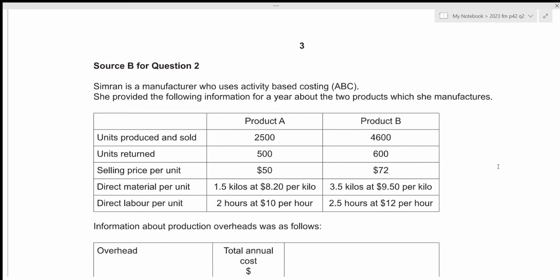Hi everyone, today we'll be going over A-Level Accounting, Paper 4-2. We'll be doing 2023 February-March, Paper 4-2, question number 2. And Paper 4-2 consists of 2 questions. Each of those questions will be of 25 marks. So the total paper for Paper 4 is going to be 50.